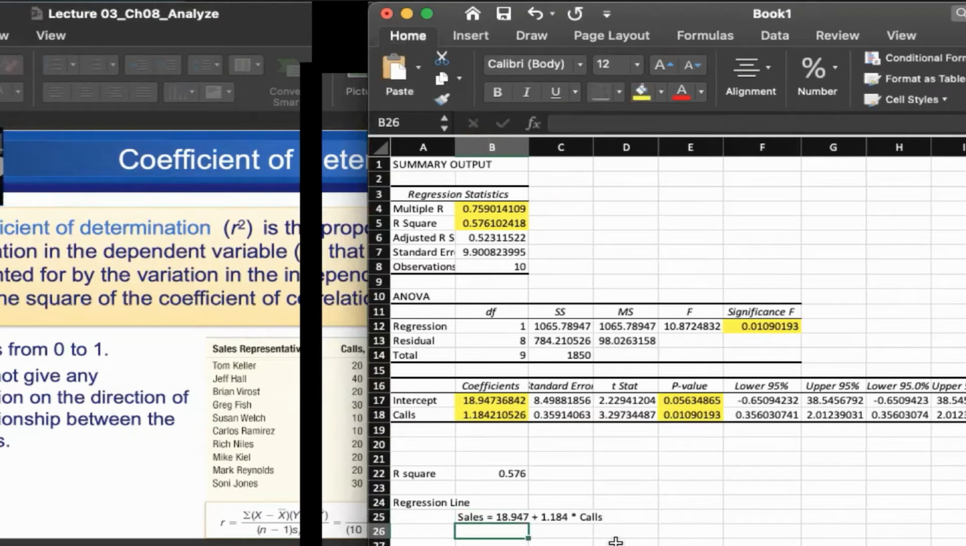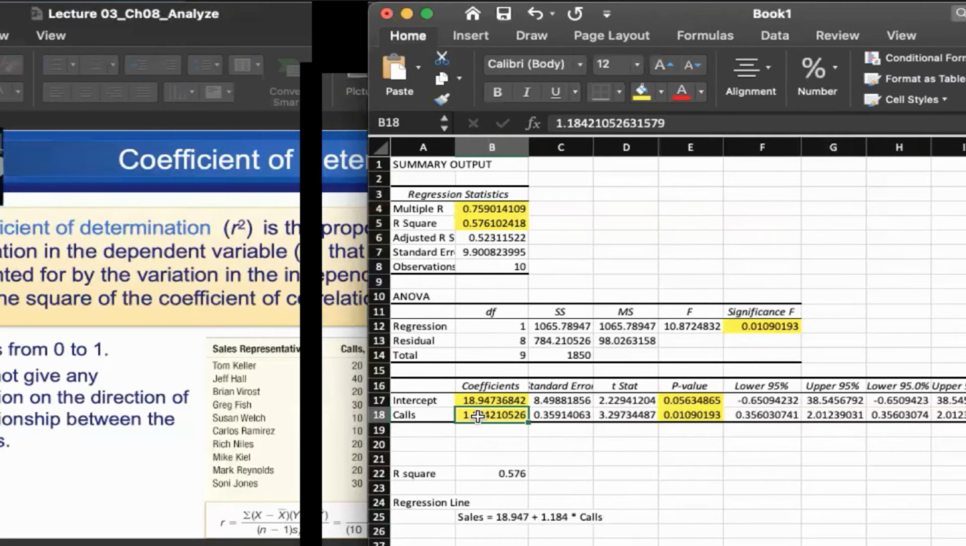Right. So that's the regression line that you find here. Do you understand, team? What it's saying is that for every call, we multiply it by about 20, and that's the sales that we get, or no, 1.184. That's a multiplier here. The intercept is the intercept. It does not affect the number of calls.